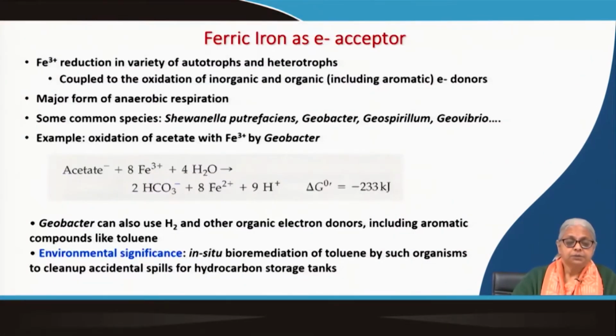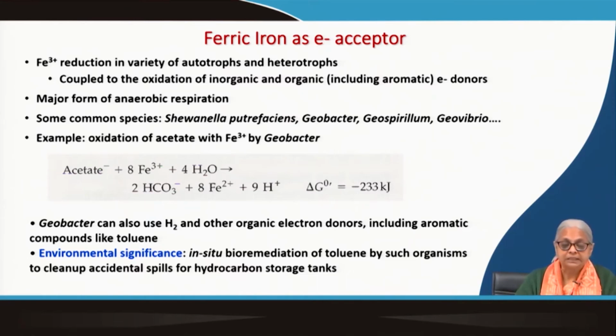Let's take a look at some specific reactions and the bacteria that are involved in these reactions. So we have ferric iron as the electron acceptor in this case. Ferric iron can be reduced by a large number of autotrophic as well as heterotrophic bacteria. It can be coupled to the oxidation of inorganic as well as organic compounds. Even aromatic compounds can serve as electron donors.